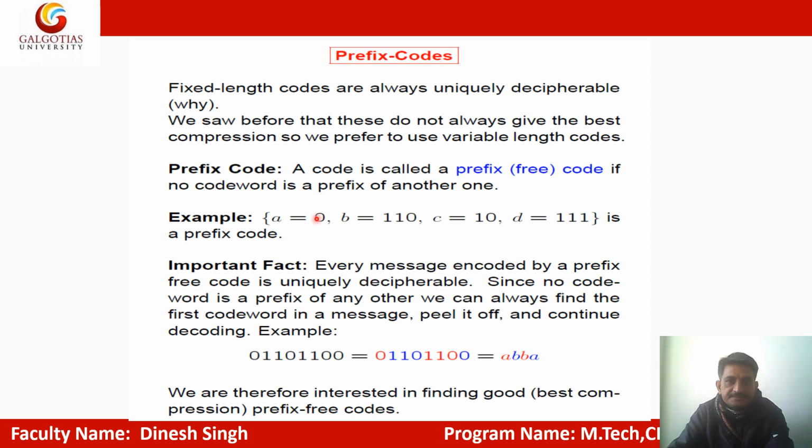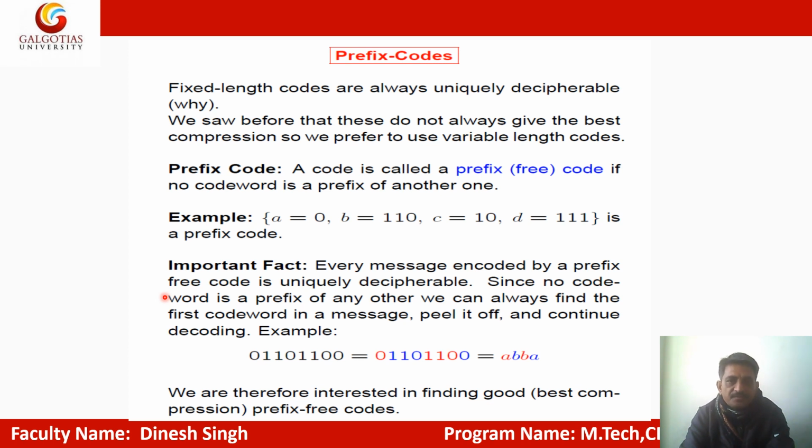Example: A is 0, B is 110, C is 10, D is 111 is a prefix code. Every message encoded by a prefix free code is uniquely decipherable. Since no code word is a prefix of any other, we can always find the first code word in a message, peel it off and continue decoding.